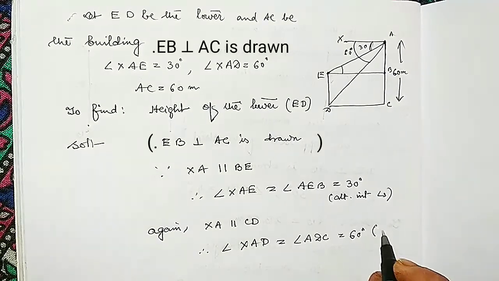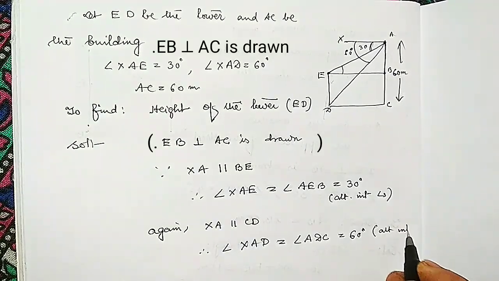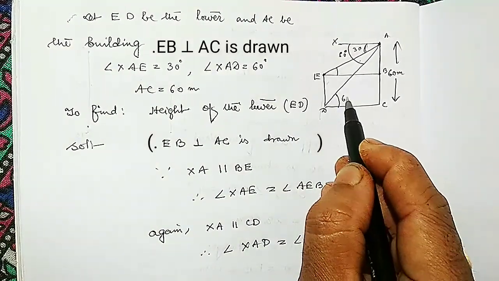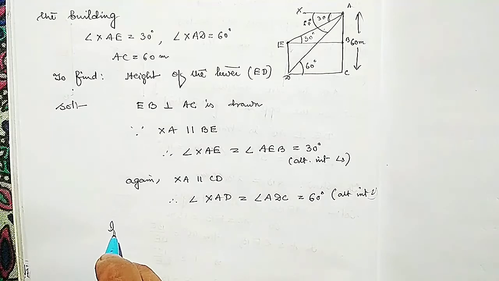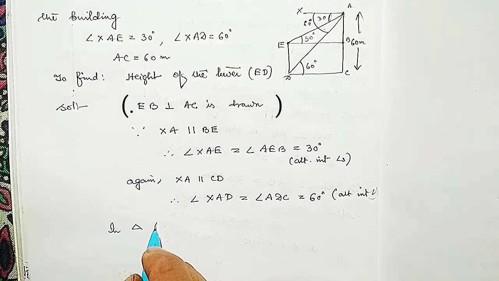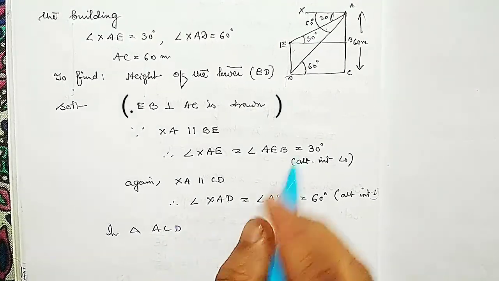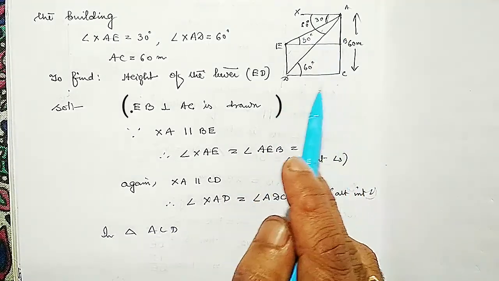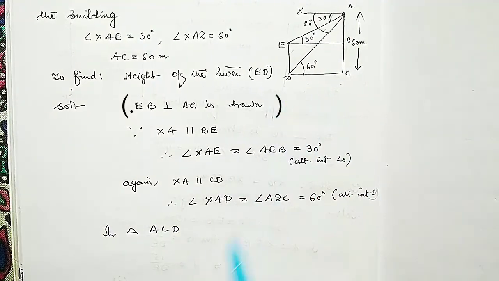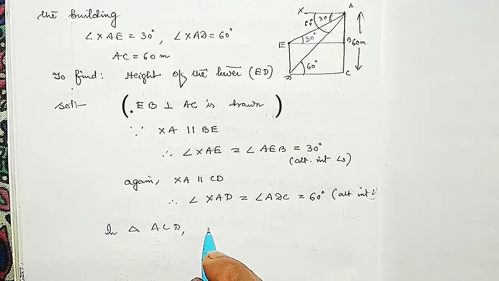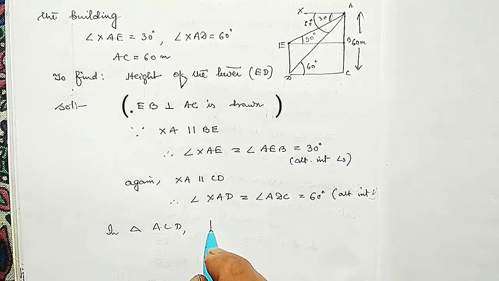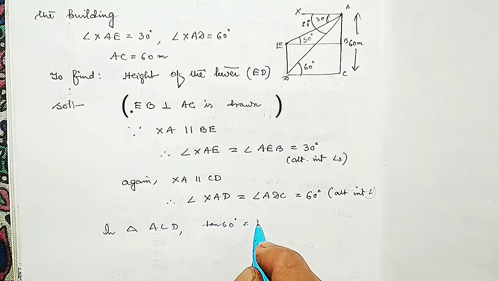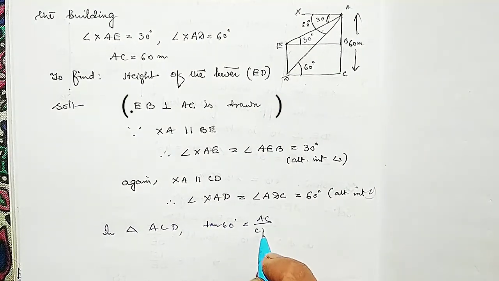This is also similarly alternate interior angles. So this is 60, so this angle also will be 60 degrees. In triangle ACD, we are considering this triangle ACD because this part is known, 60 is known, so we can easily calculate CD. So in triangle ACD, we can write tan of 60 degrees equals AC by CD.